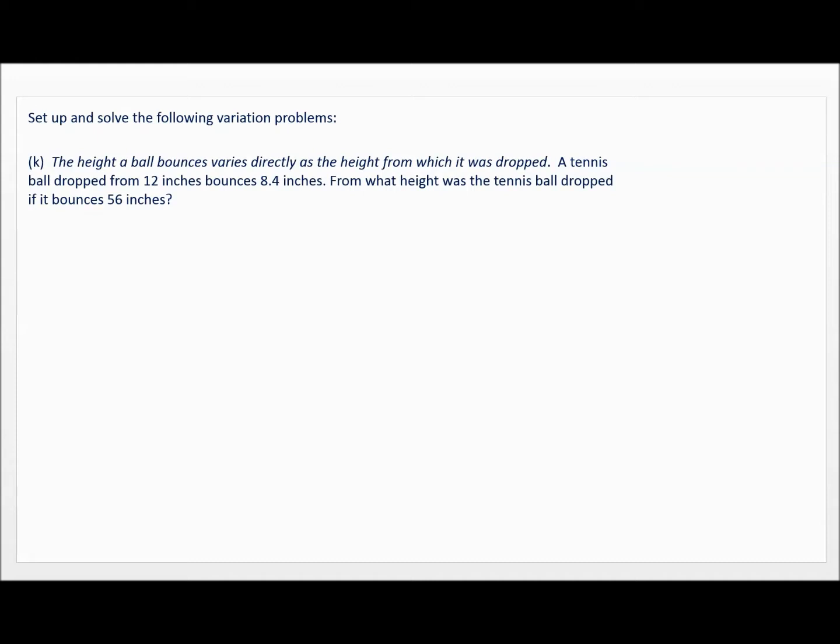Alright, so what happens when I turn this into a real story problem? Not just some words where we pick out the inverse or direct variation, but what if there's a big long application story that goes along with this? It's no different, okay? So it says the height of a ball bounces varies directly as the height from which it was dropped. A tennis ball dropped from 12 inches bounces 8.4 inches. From what height was the tennis ball dropped if it bounces 56 inches?